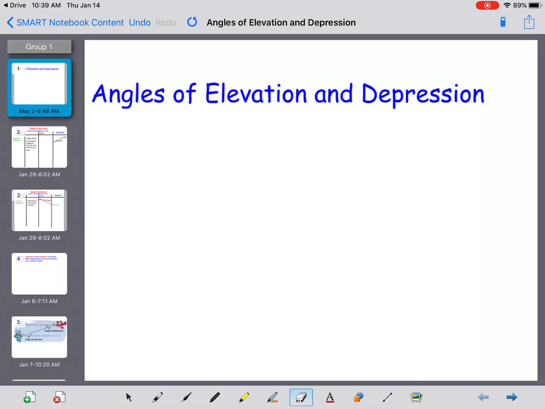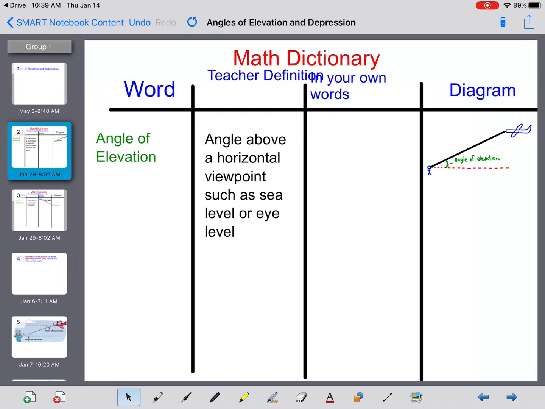Welcome to this lesson where we are going to discuss angles of elevation and depression. Make sure you have your math dictionary with you. You can pause the video to copy down this definition. An angle of elevation is an angle above a horizontal viewpoint such as sea level or eye level.